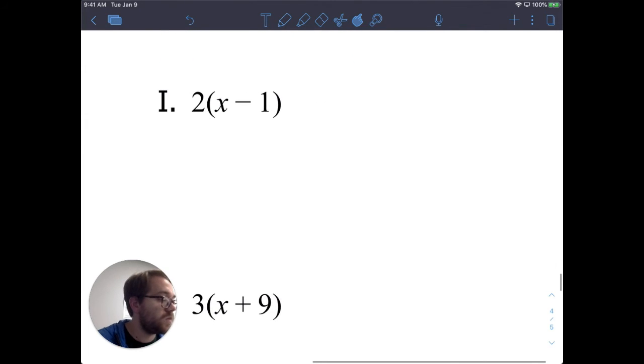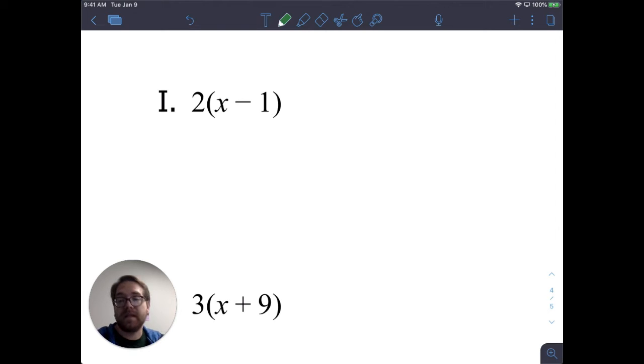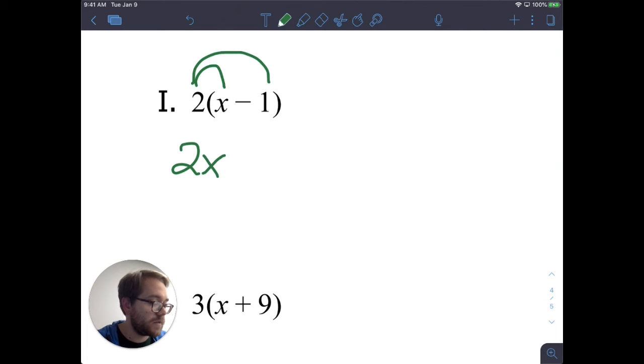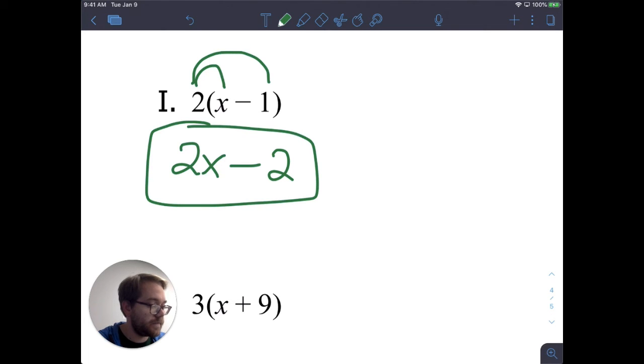Let's do a couple more. We're trying to get really good at it. We want this to be something that's automatic, that when we see this, we can just do it real quick. So we have 2 times x and 2 times 1. 2 times x is 2x. And 2 times 1 is 2. Now you notice my sign was minus, so it's still minus. That is your final answer.